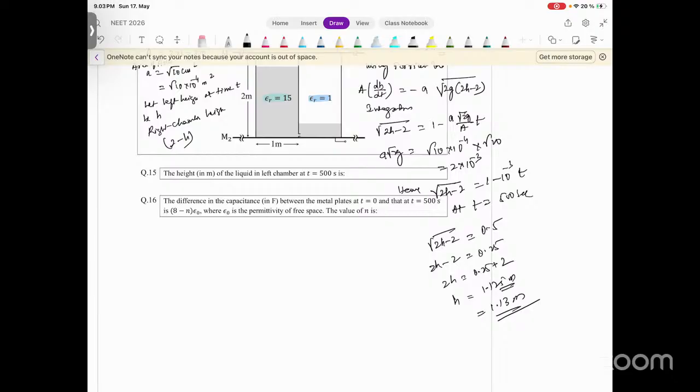Question number 16, look beta. The difference in the capacitance in farad between the metal plates at t equals 0 and at t equals 500 seconds is 8 minus n epsilon naught, where epsilon naught is the permittivity of free space. The value of n is how much?